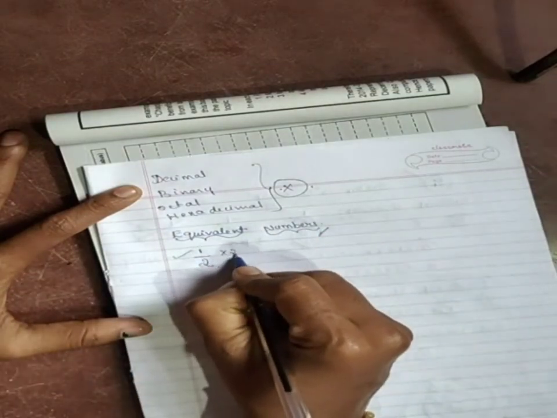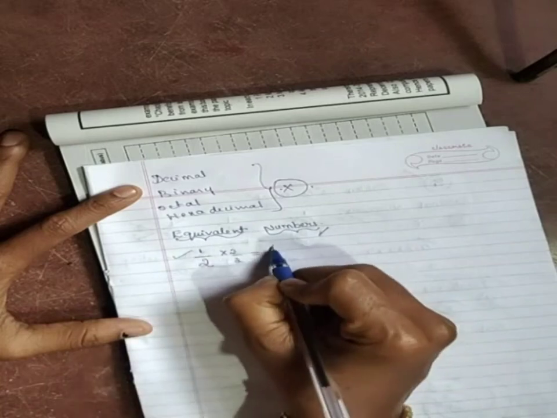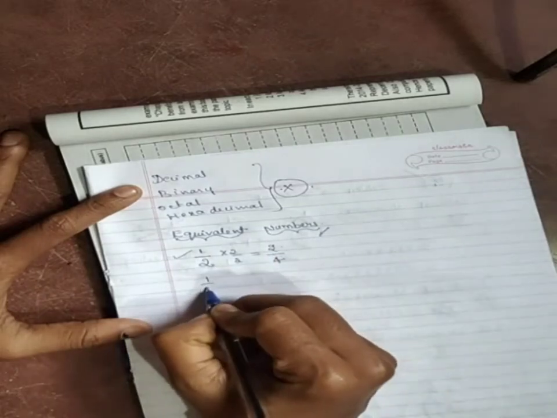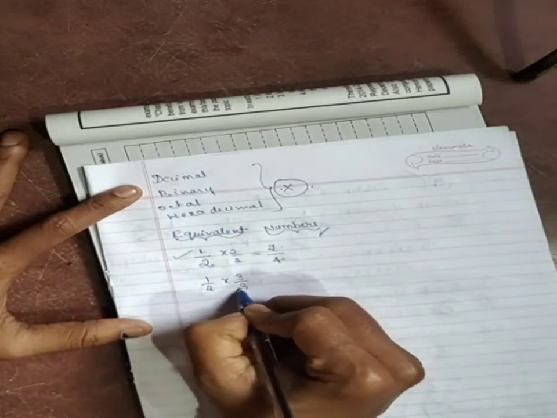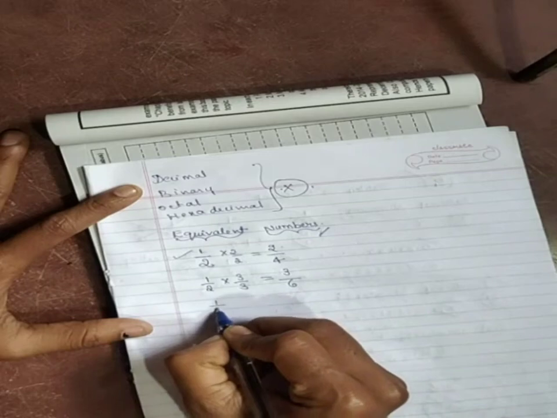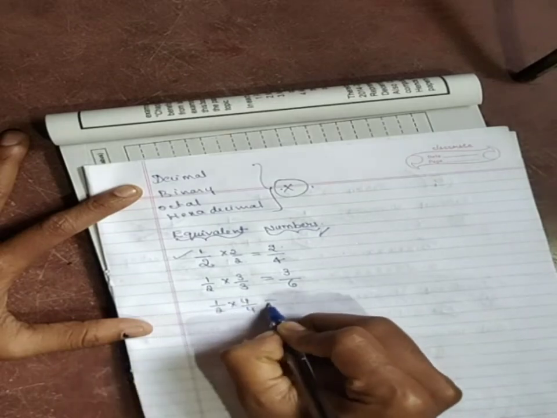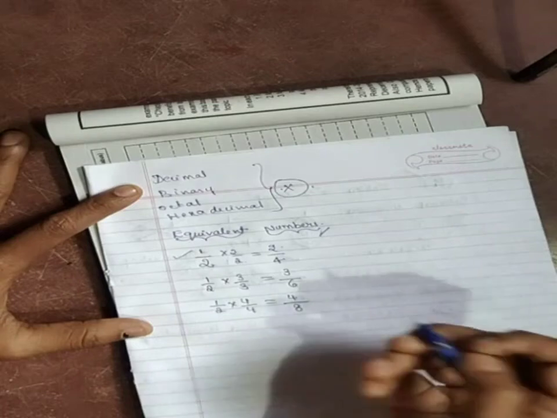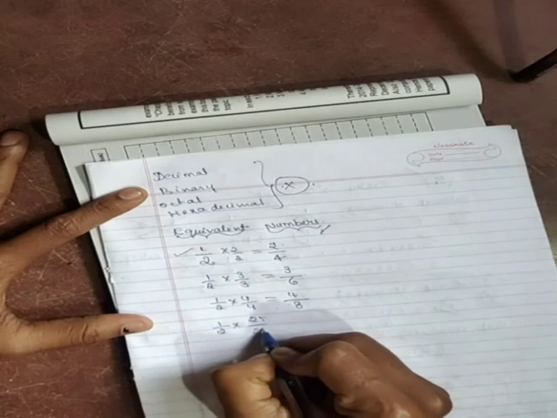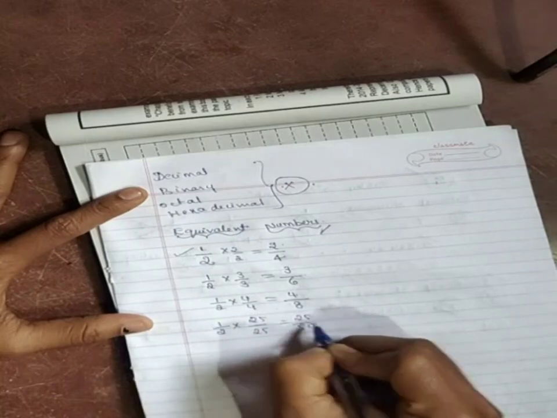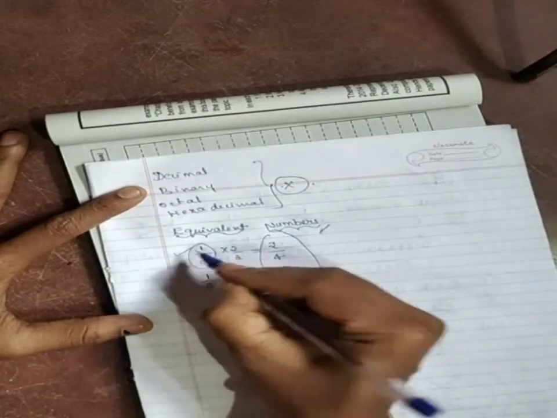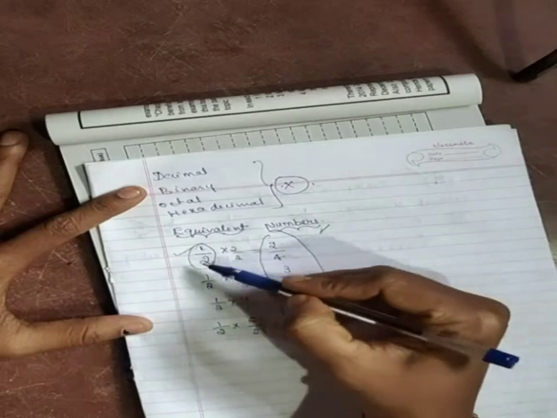I will multiply the same number up and down. 1 twos are 2, 2 twos are 4. Next, I will take this half and multiply by 3: 1 threes are 3, 2 threes are 6. Next I will take half, multiplied by 4. Any number you can take, not necessarily continuous. 25, I will take. So 25 over 50. So these all are the equivalent numbers of half.